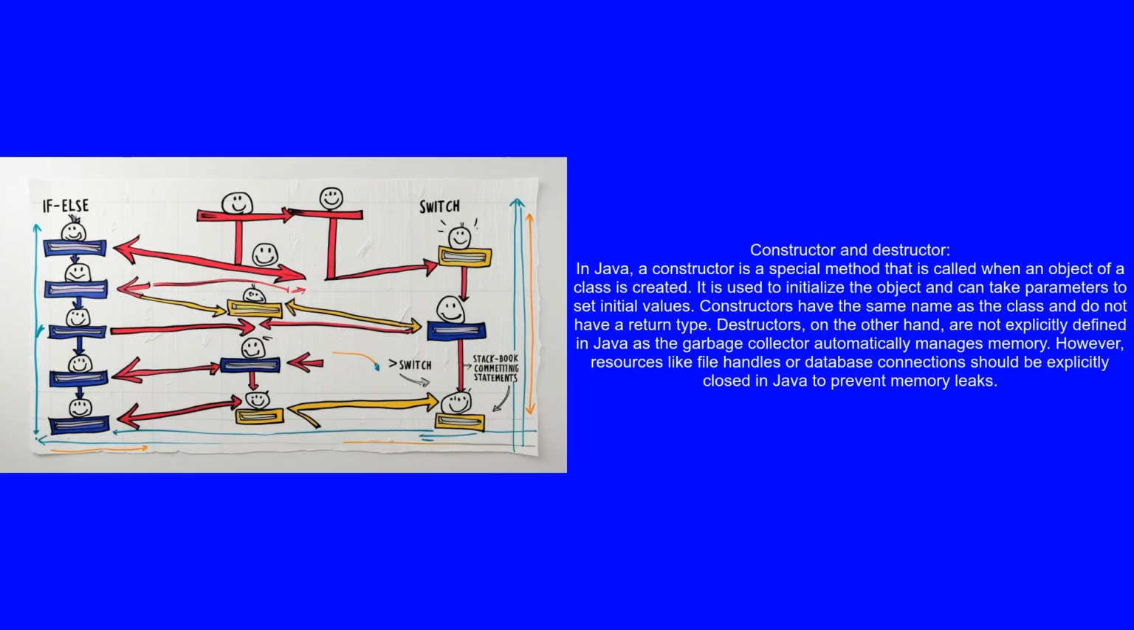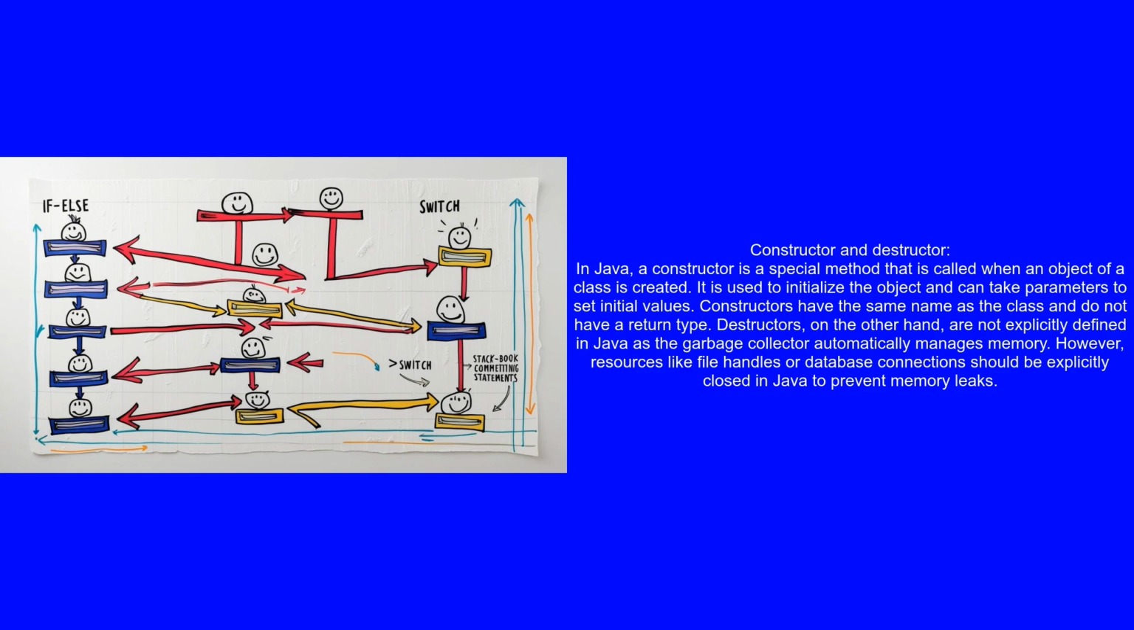Hey there. So, let's talk about constructors and destructors in Java. A constructor is basically a special method that gets called when you create an object of a class. Its job is to set things up and get the object ready to go. You can give parameters to a constructor to initialize values, and it always has the same name as the class.